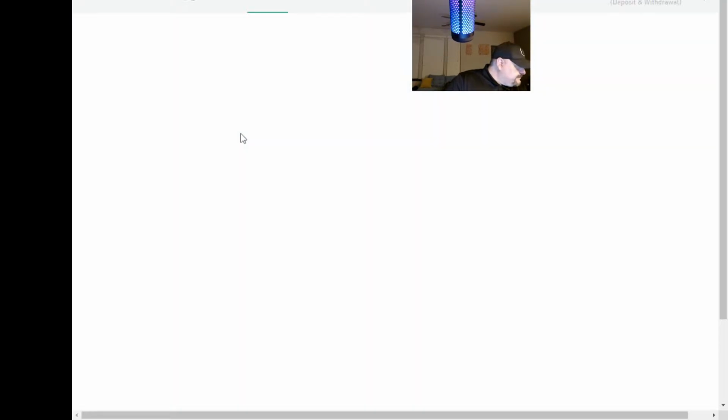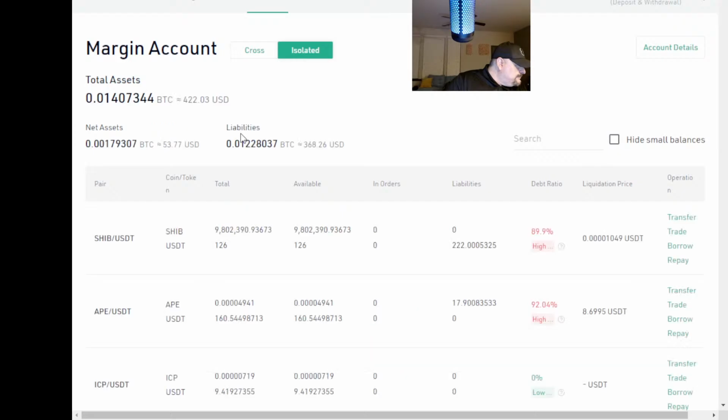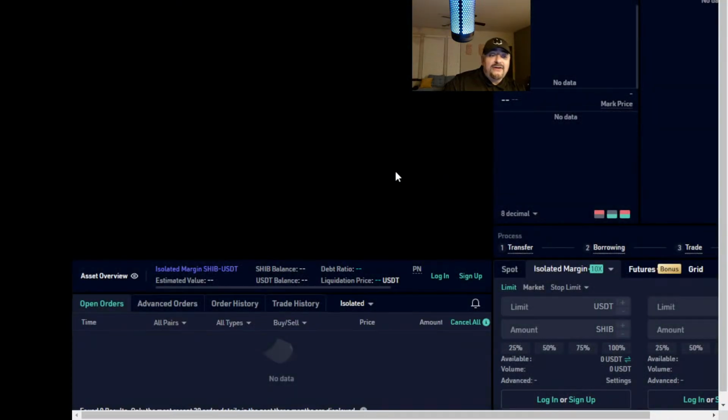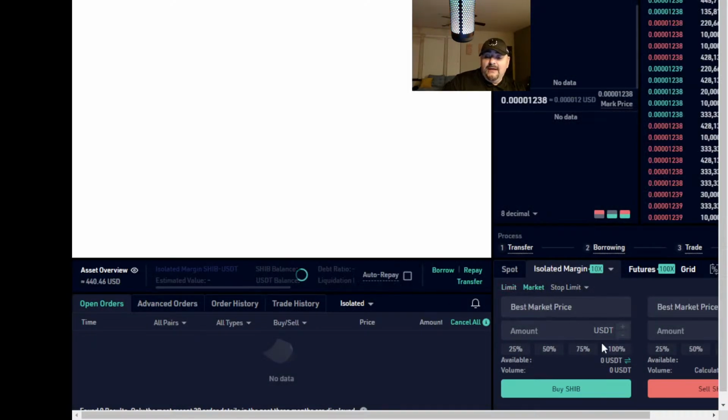All right, so now you can see right here that in my totals, I borrowed the 126. It added to my liabilities. It took my liabilities up from 100 to 222. But now I have an extra 122 in total. So now I'm going to spend that total money. I'm going to buy me 126 more SHIB.